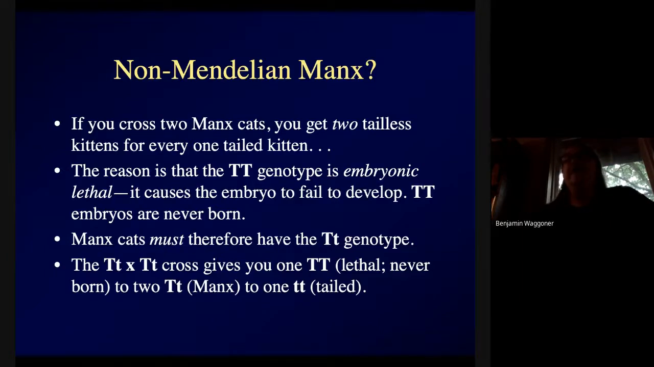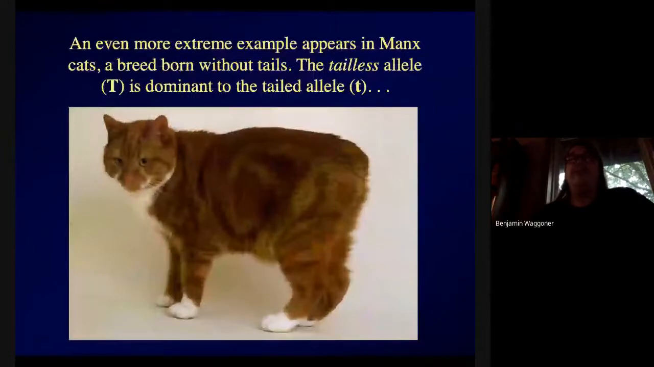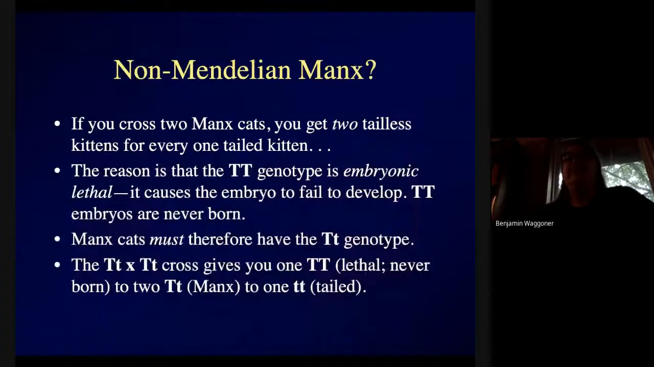So any Manx cat that you see must have the genotype big T, little t, right? That has to be the genotype of that cat right there. And crossing two Manx cats is crossing big T, little t with big T, little t, and that will give you one big T, big T cat, which is never born, and two big T, little t Manx cats, and one little t, little t cat, which will have a tail. So that's why you get this 2-to-1 ratio instead of a 3-to-1, which you might expect.